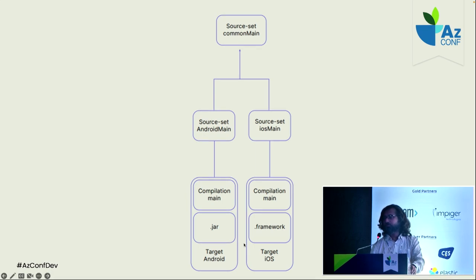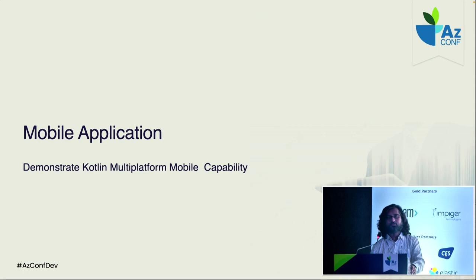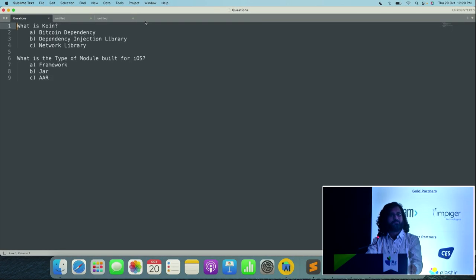And this is similar. If you want to add multiple architectures, then you have to bring in an architecture-specific source set, and then the respective framework will get built. I believe I have already demonstrated this. That's it, Gopi. I hope you all enjoyed the session, and thank you.